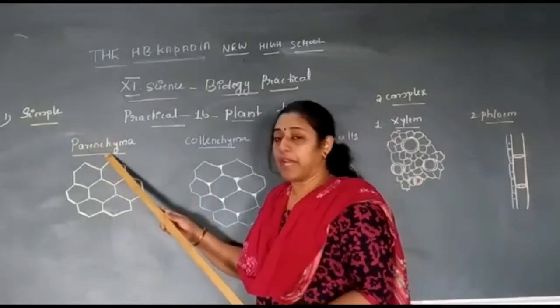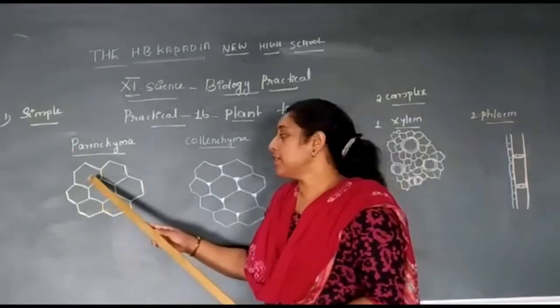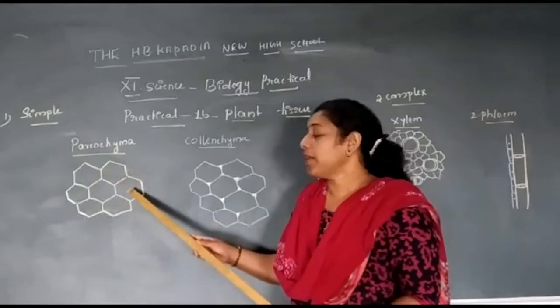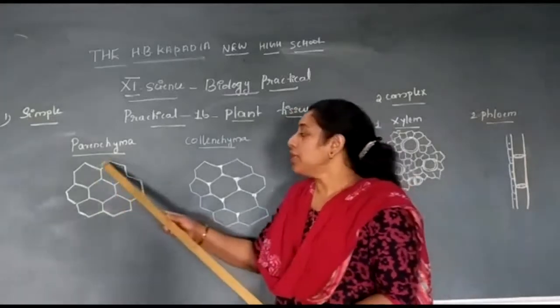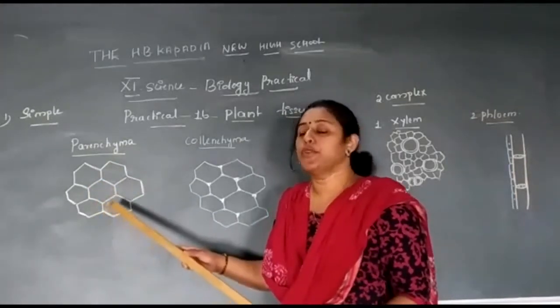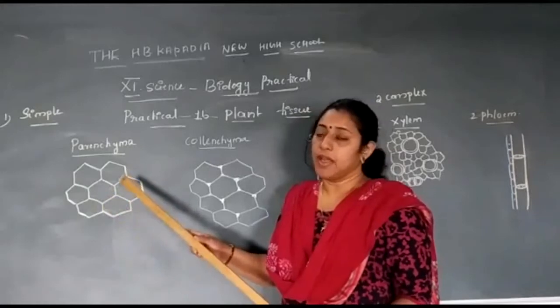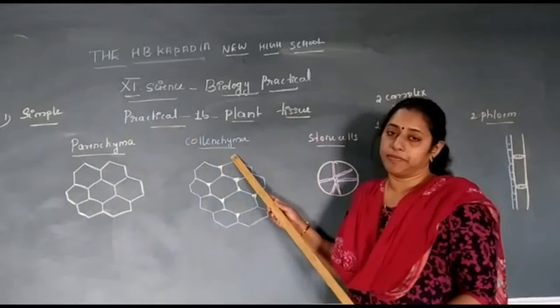Examples are parenchyma. Look here, this is parenchyma. This consists of hexagonal or polygonal cells. The cell wall is normally thin. So, thin walled cells having plenty of cytoplasm and also nucleus. Now, the second type of simple permanent tissue is called collenchyma.